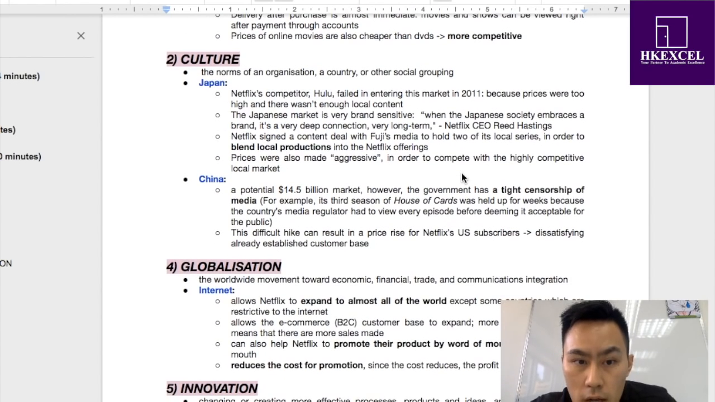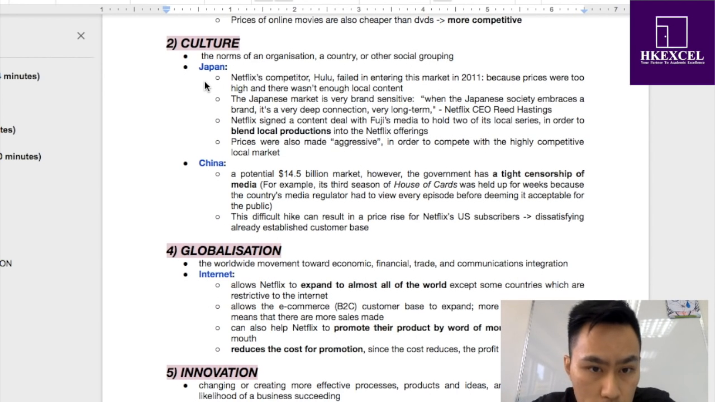Yeah. So how about culture? That is about the norm of an organization, a country, or other social grouping. For example, in Japan, Netflix's competitor Hulu failed in entering this market in 2011. So you can see the research is very detailed, with the year and also the company name. Yeah, because prices were too high and there wasn't enough local content, right?